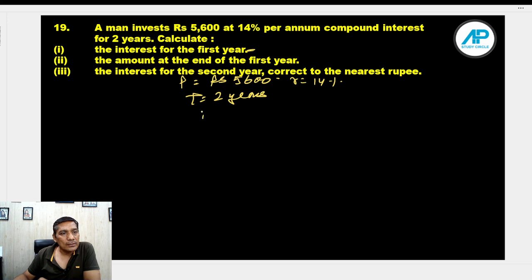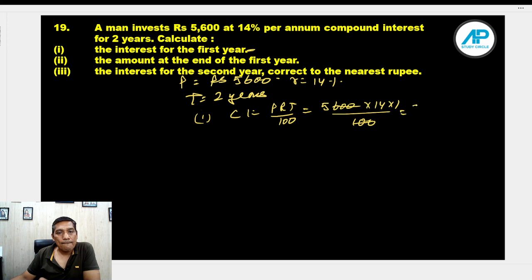Interest for the first year. So compound interest equals PRT over 100. Rupees 784. Find the answer for the first part. Find the amount.